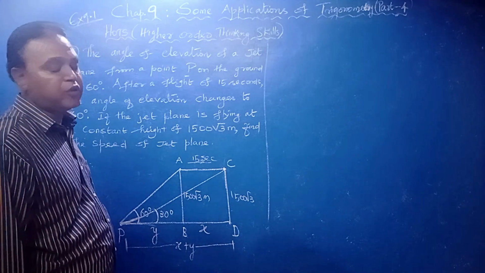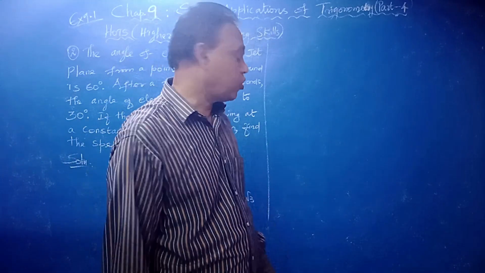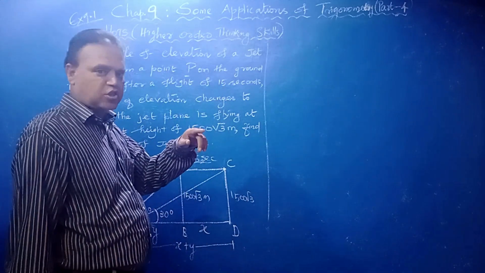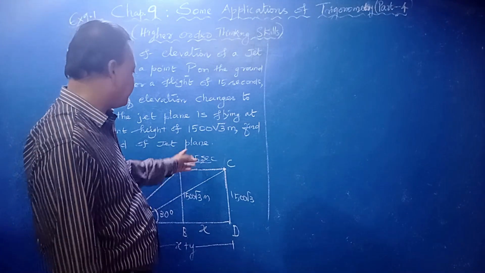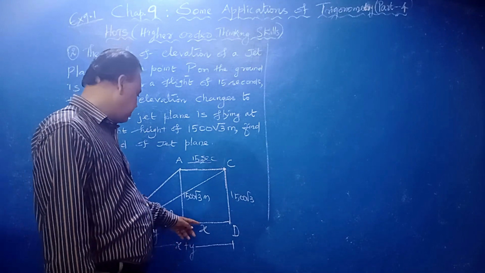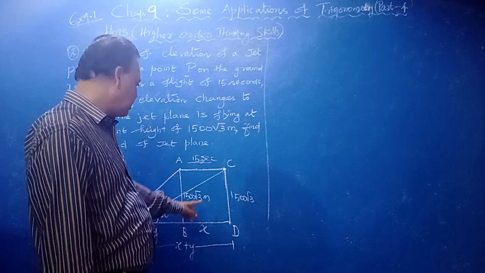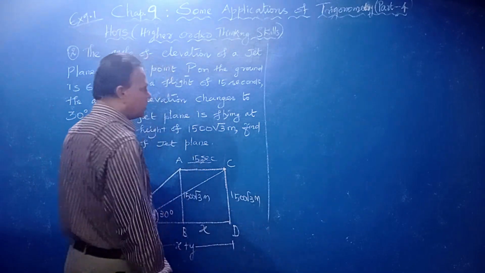Time is already given. Speed is always in kilometers per hour, so you have to change this time into hours at last. Change the time into hours. Understand? Here take the distance. Here meters is given, so you have to change it into kilometers.